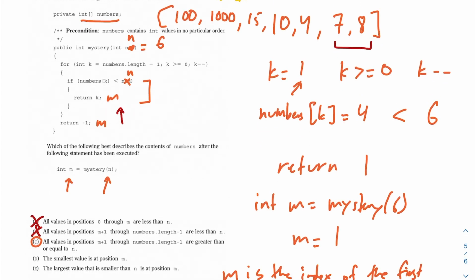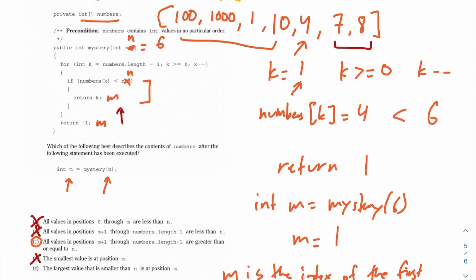D, the smallest value, is at position m. This is not correct. At position m, we have the very first number that is less than n. Another way that this answer could have been disproven is, say for example, our array had a 1 here. Since we found the very first index from the back of the array such that the number at that index is less than n, there could have been countless other numbers before that number, but we just didn't know about it because we didn't make it all the way back there. It's not saying the smallest value.